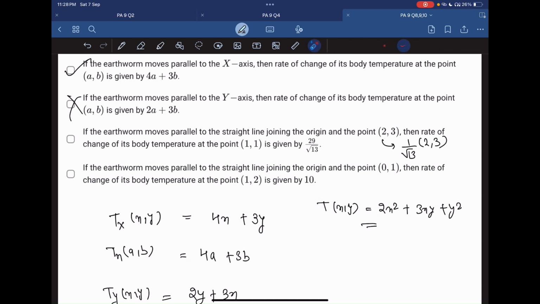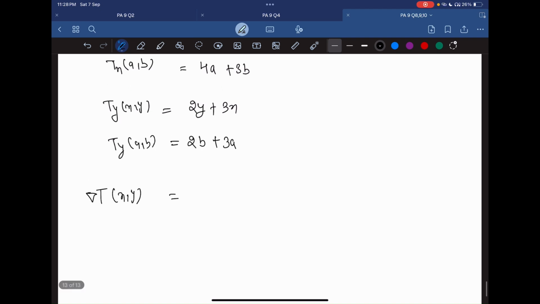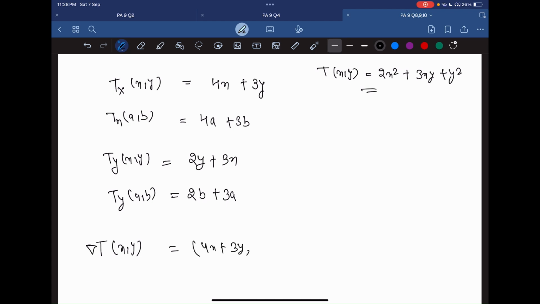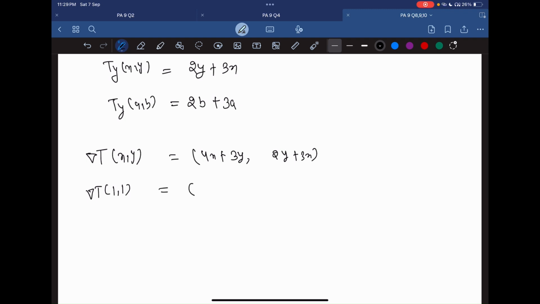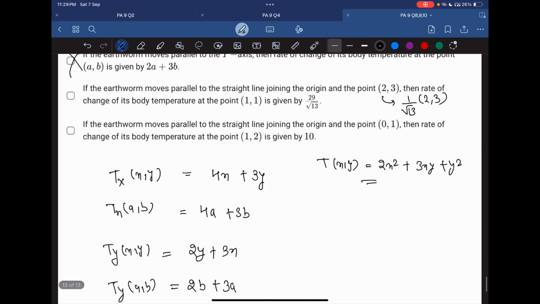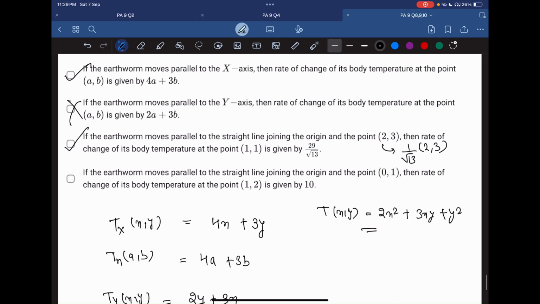So we have to find the directional derivative of the function T at the point 1 comma 1 in the direction of this. For that we can simply find the gradient of the function T, and the gradient was 4x plus 3y comma 2y plus 3x. We have to find it at the point 1 comma 1. It would be 7 comma 5, and the directional derivative would be the dot product with the unit vector, 1 by root 13 times 2 comma 3. So that would give us 7 comma 5 dot product with 1 by root 13 times 2 comma 3, which is 14 plus 15 by root 13, that is 29 by root 13. And that is what is given, so it is the correct answer.